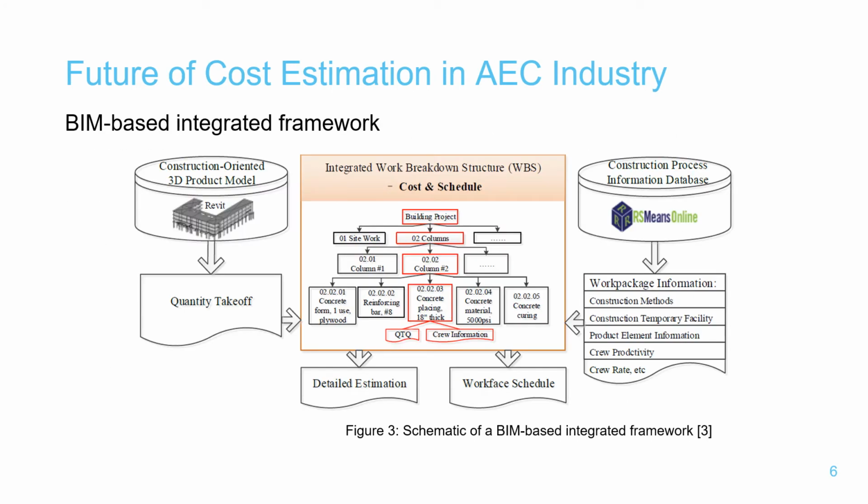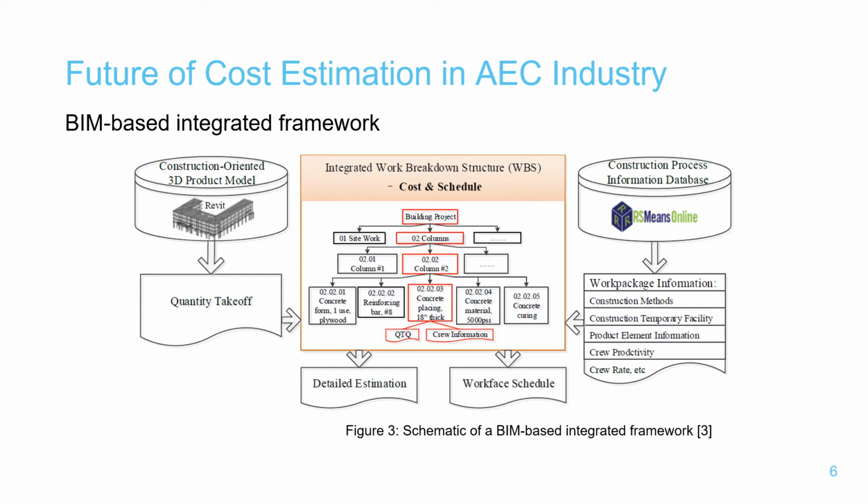Here is a schematic for a BIM-based integrated framework. The construction-oriented 3D product model is the foundation of such framework. Information about quantity takeoff can be pulled from this model, as many designers and engineers have already been doing. The construction process information database is what makes this framework outstanding. It includes all kinds of information on the construction operation level, from element purchasing price to construction labor cost. The 3D model and the database combined will be able to generate cost information by matching elements in the model to related entries in the database.